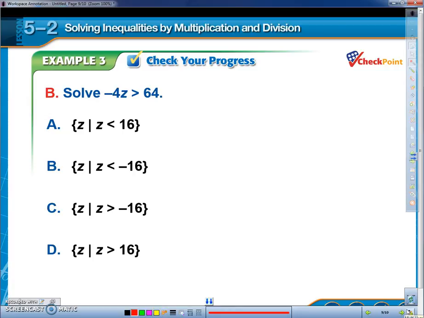Okay, last example. Go ahead and work this out and pause the video. Okay, here we go. We're going to divide by a -4 and divide by a -4. Rule of the day, if you don't learn anything else from this: when you multiply or divide by a negative, make sure that sign is pointed the other direction. Z is going to be less than -16. There you go. Looking through, making sure, and again, it's going to be the sign that's going to mix you up. The answer is going to be B.